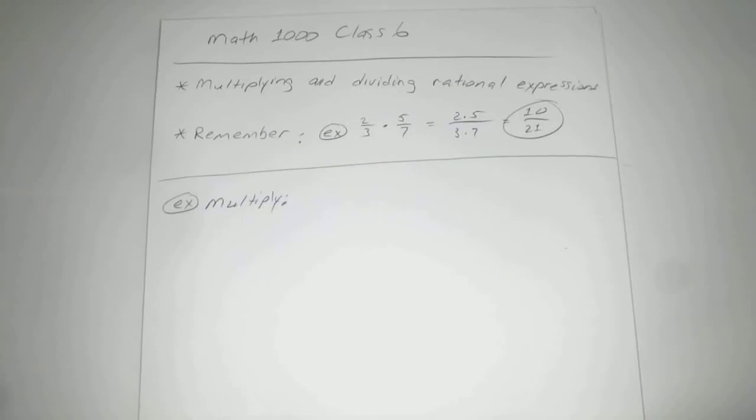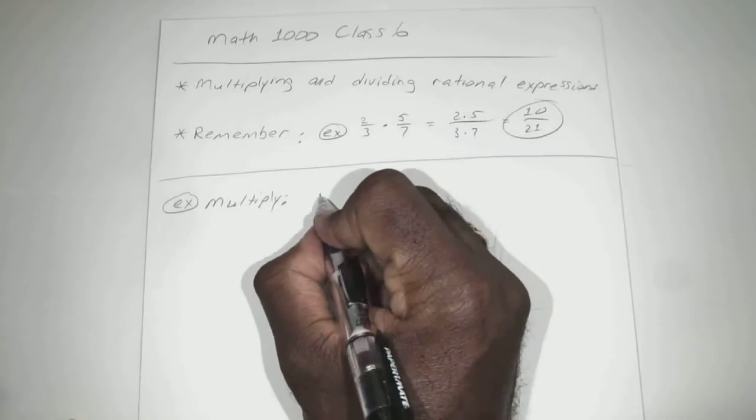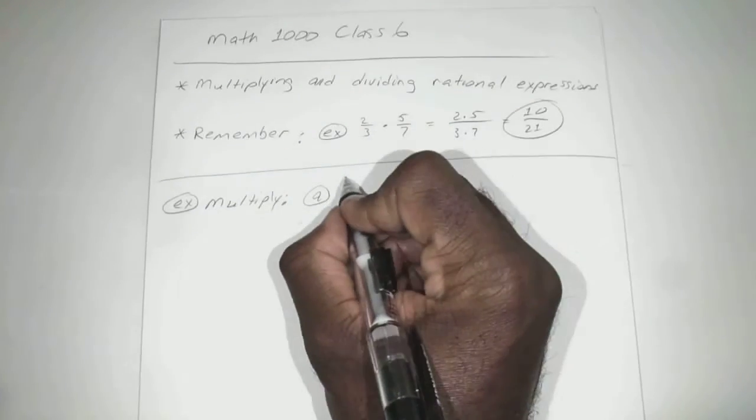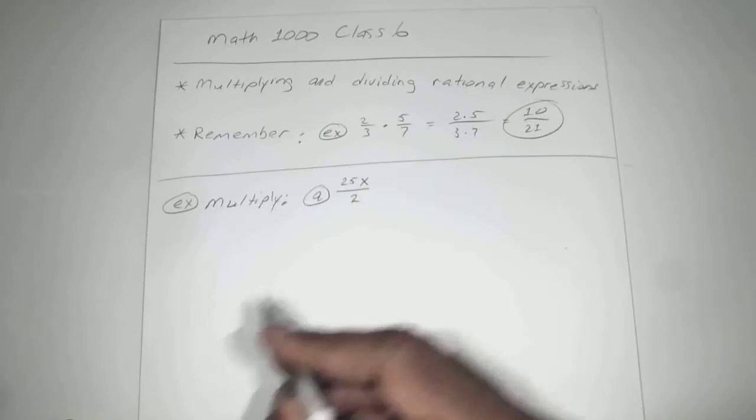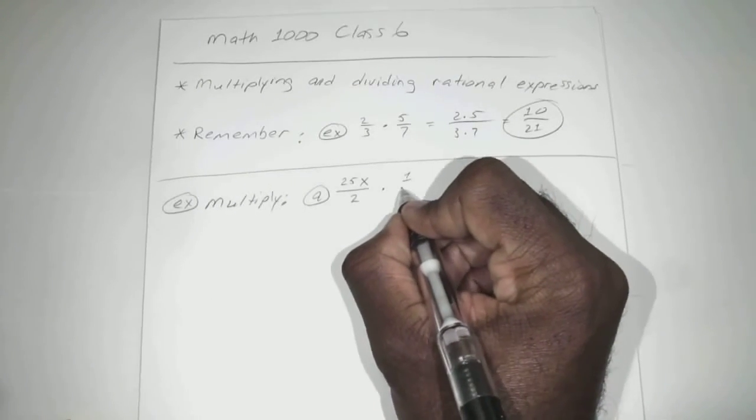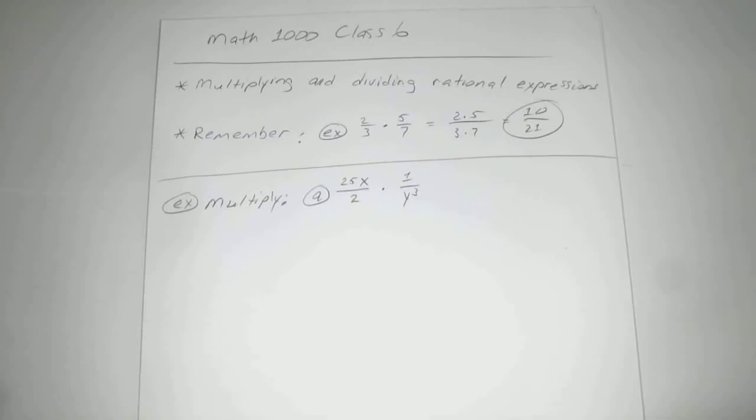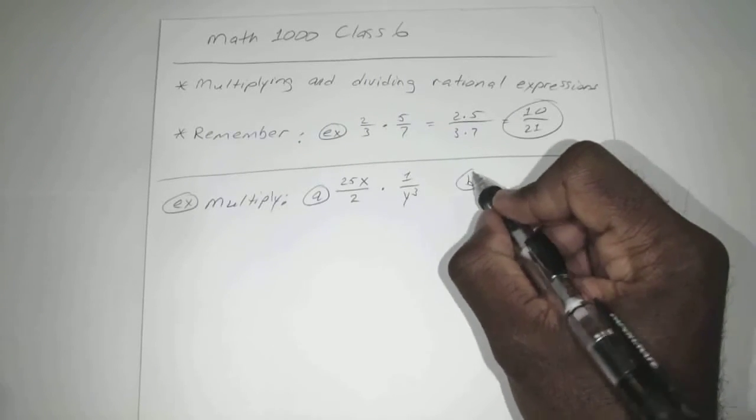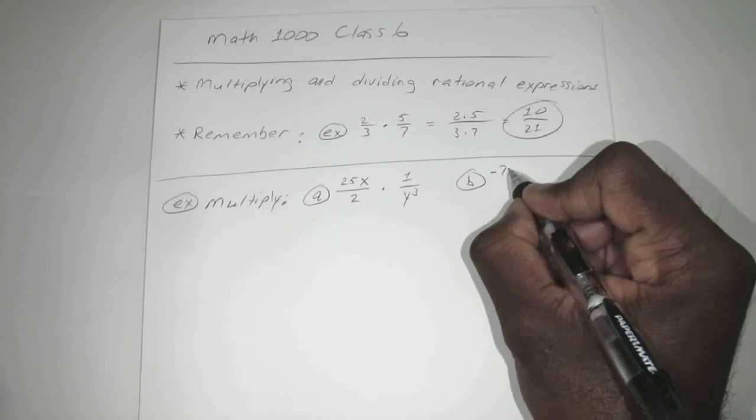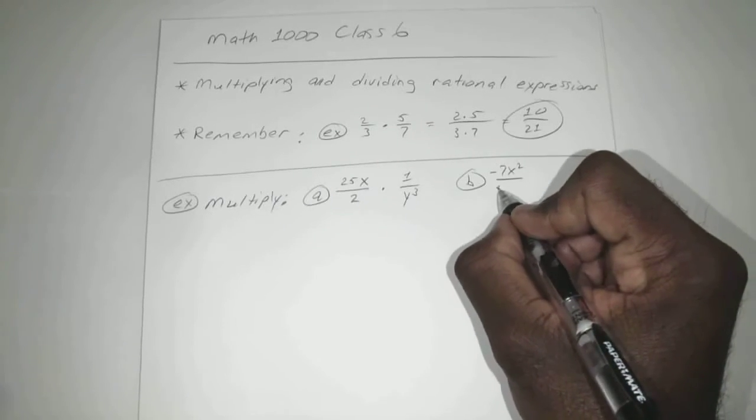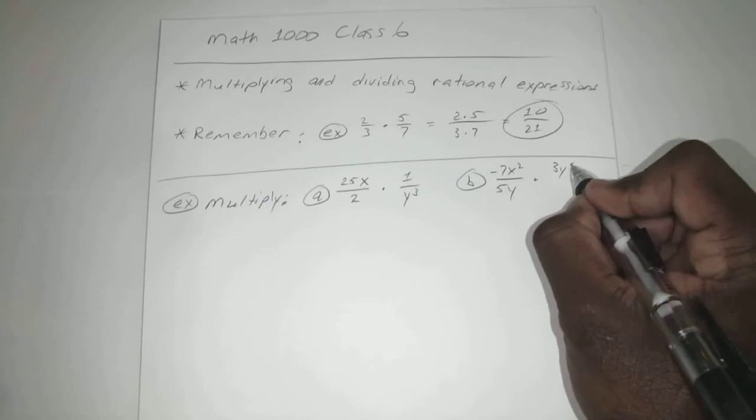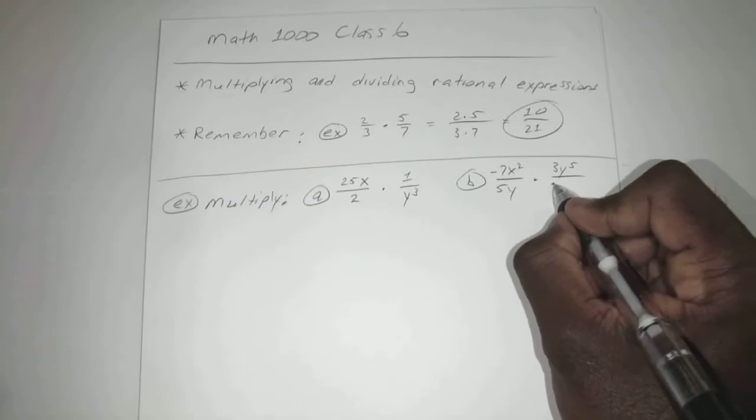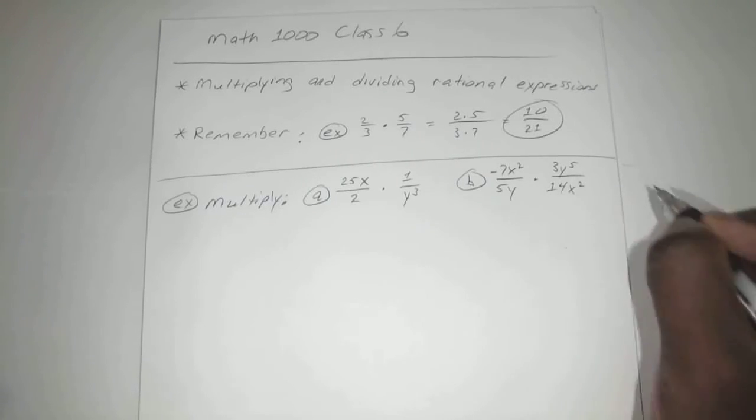So what if we wanted to multiply, let's say for problem A, we'll make it 25x over 2 times 1 over y to the third power. And for problem B, we'll make it negative 7x squared over 5y times 3y to the fifth power over 14x squared.